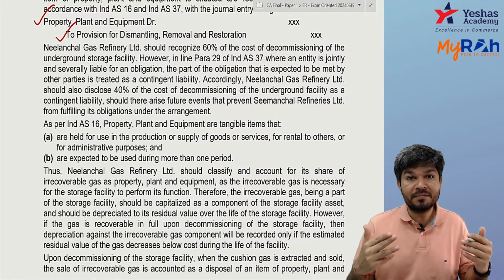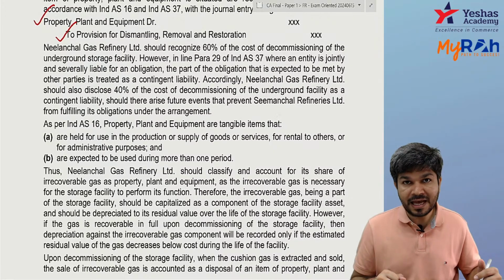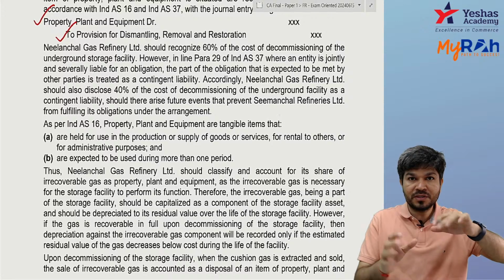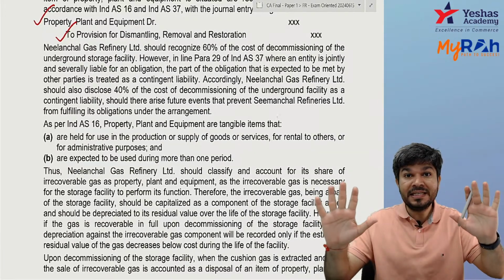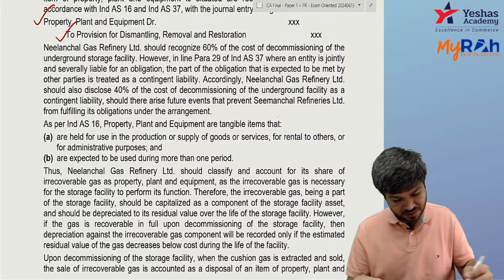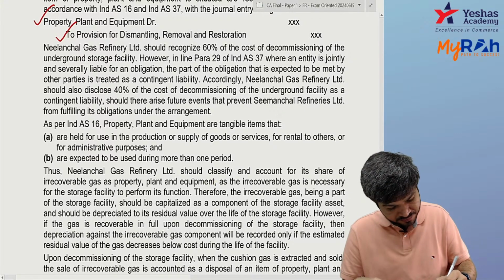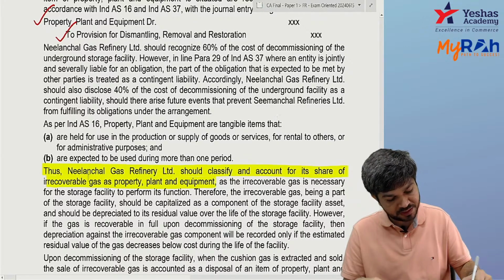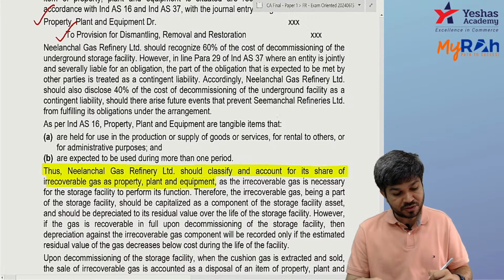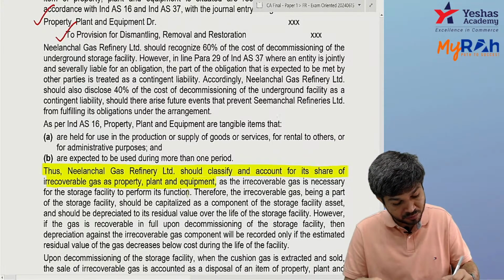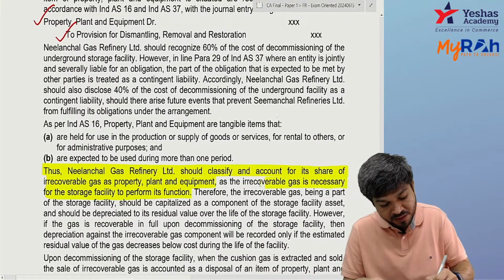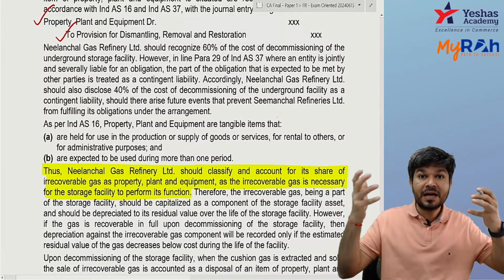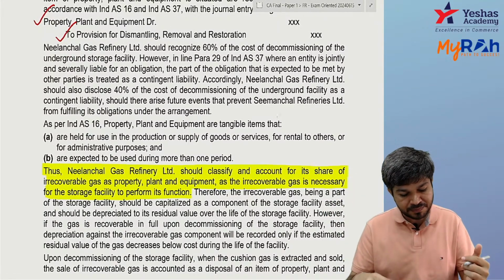Okay, now irrecoverable gas. There's some irrecoverable gas. It will be capitalized. You cannot extract it. The first time you put it in, it's irrecoverable, and it's needed to operate the facility. Okay. You classify your share of irrecoverable gas as PP only, because it's necessary for the storage facility to perform. If you can't have that much gas inside, it can't work. And it will be coming out at the end. It will be PP only.